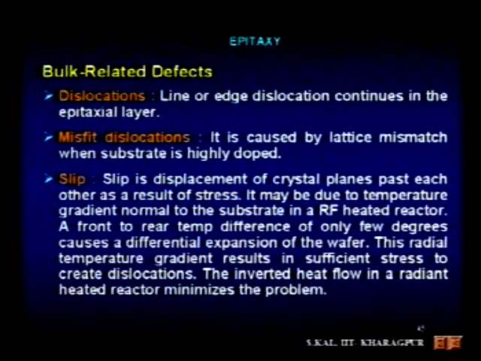there is a stress which will develop inside the substrate, and it will cause a differential expansion of the wafer. This radial temperature gradient results in sufficient stress to create dislocation. The inverted heat flow in a radiant heated reactor minimizes the problem. In a radiant lamp heated reactor, this problem is not there. The slip is a problem in RF heated reactors. Okay. The displacement of the crystal planes because of the temperature gradient normal to the surface, so that is known as slip, as if one plane has slipped from the other. So I will show the picture how it occurs.